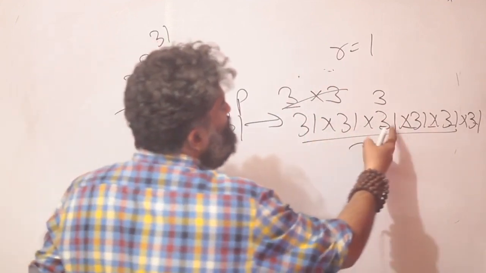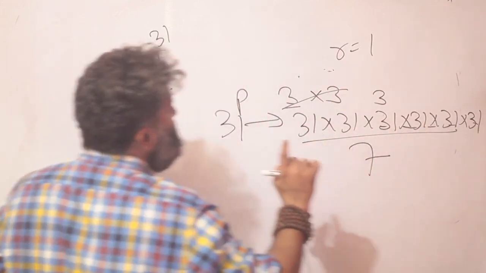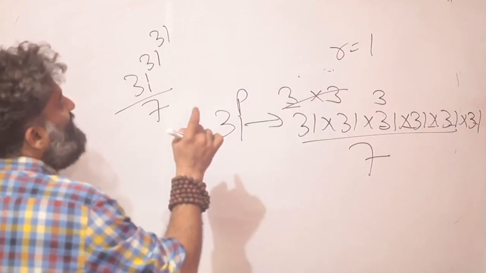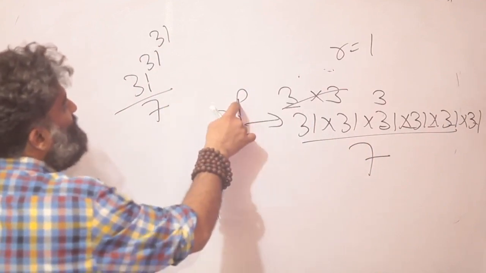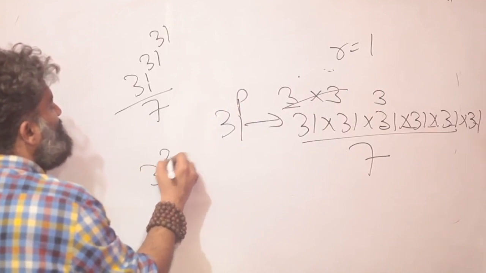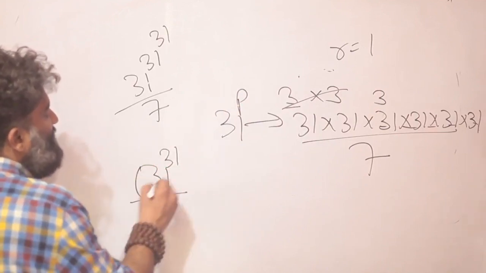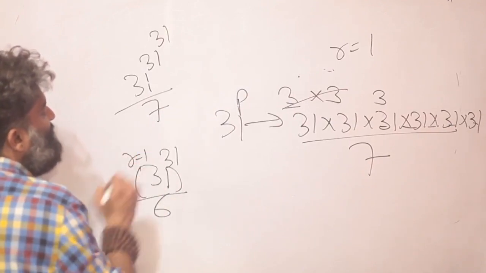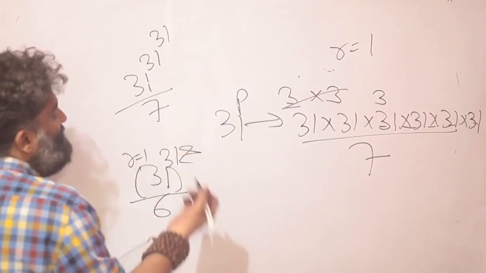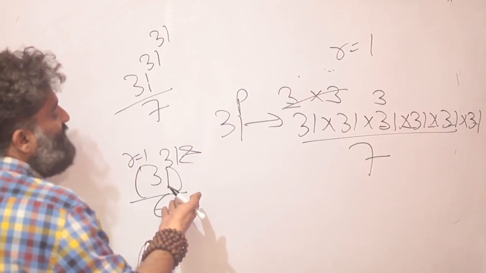Now 1 2 3 4 5 6, that means my group size is 6. How many girls or boys are there? P boys are there. So 31 raised to 31 now should be divided by 6. This should be very easy. Each 31 is going to give me a remainder of 1. This power doesn't even matter. So overall my remainder is going to be 1.